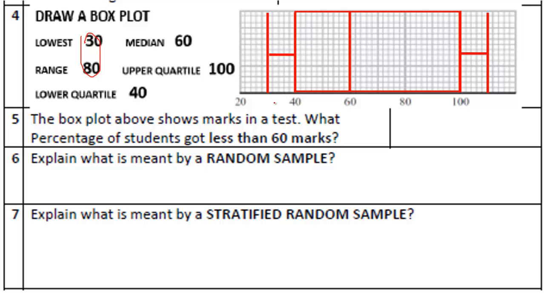Going on to question 5. Pretty straightforward, as with all the others of this type. Your lowest value is your 0%, your highest value is your 100%. Your middle value, your median, is your 50% marker, and the lower quartile is 25%. And then this is the upper quartile, which is 3/4 of the way along, which is 75%. From this question, they said, a box plot shows the marks in a test. What percentage of students got less than 60 marks? Less than 60 marks is 50%. You should be pretty okay at this.